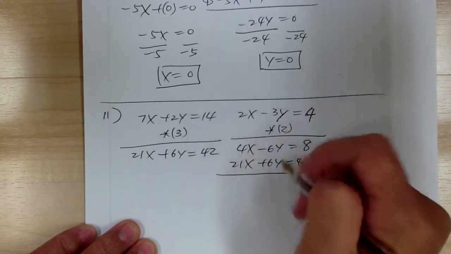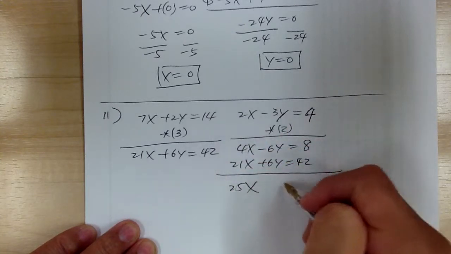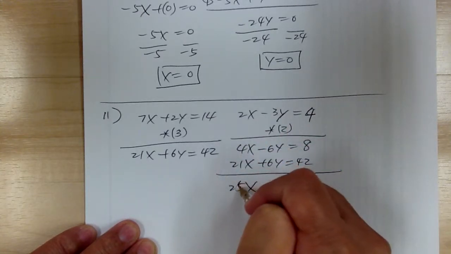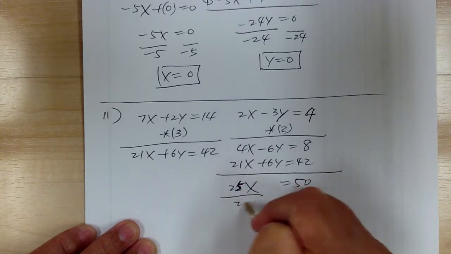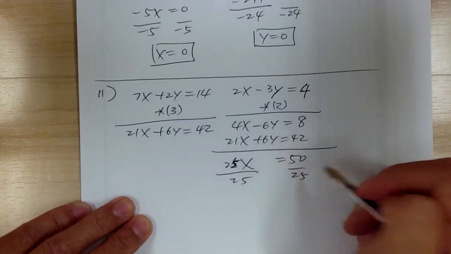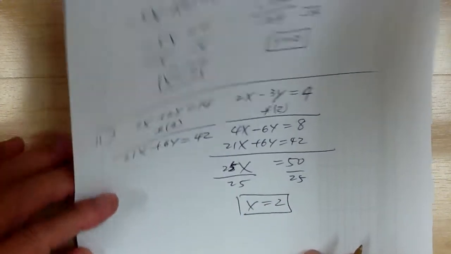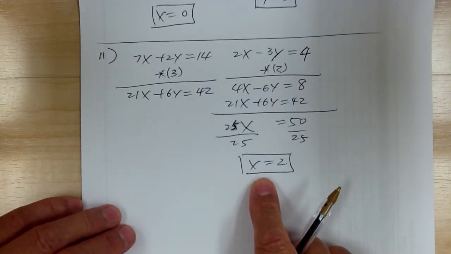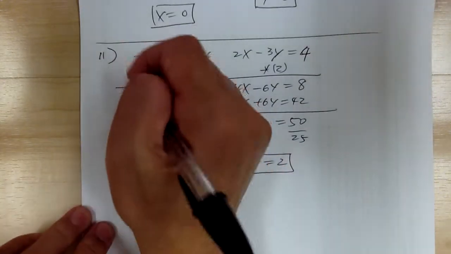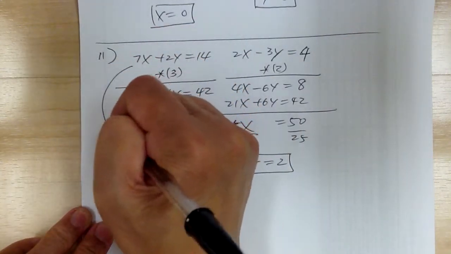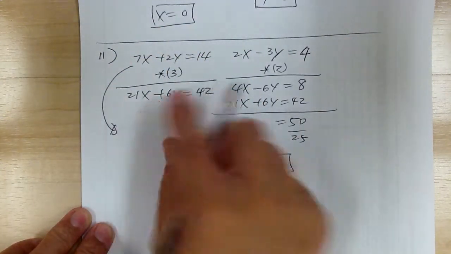So this will cancel out. So I got 25x equal to 50. Divide by 25, divide by 25. So x equal to 2. Once I find x equal to 2, I need to look for y. Okay, so I can use this one because the number is a little bit lower than this one.